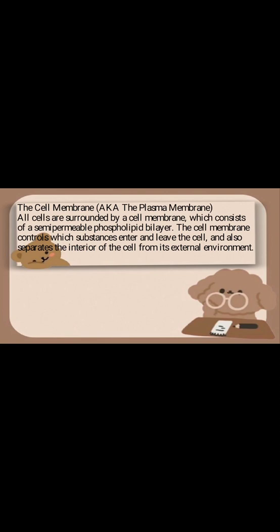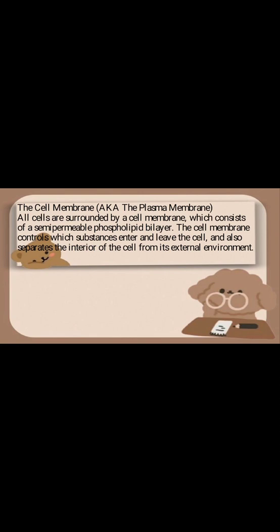Next is the cell membrane, aka the plasma membrane. All cells are surrounded by a cell membrane, which consists of a semi-permeable phospholipid bilayer. The cell membrane controls which substances enter and leave the cell, and also separates the interior of the cell from its external environment.